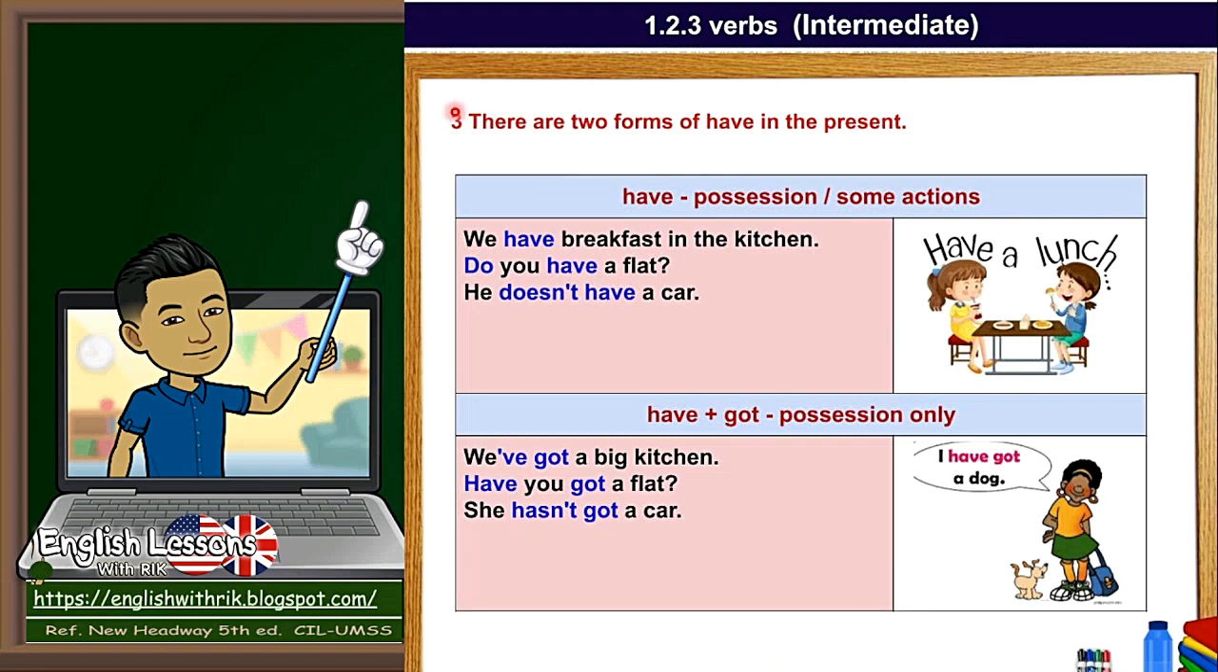There are 2 forms of have in the present. We can use have as a full verb to express possession and some actions. We have breakfast in the kitchen. Do you have a flat? He doesn't have a car. We use have plus got for possession only. We've got a big kitchen. Have you got a flat? She hasn't got a car.